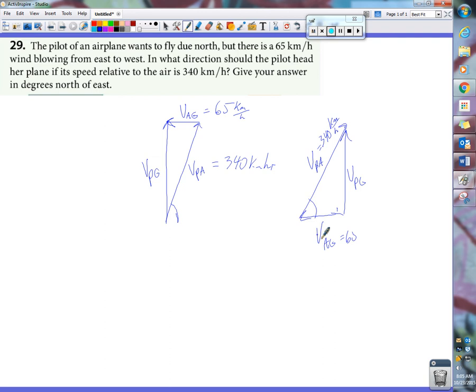So if we want to know this angle, and we have an adjacent side and a hypotenuse, what trig function do we want to use to find this angle? Cosine. So we can say cosine of theta is equal to adjacent over hypotenuse, or 65 over 340. So that means that theta is going to be equal to inverse cosine of 65 divided by 340.